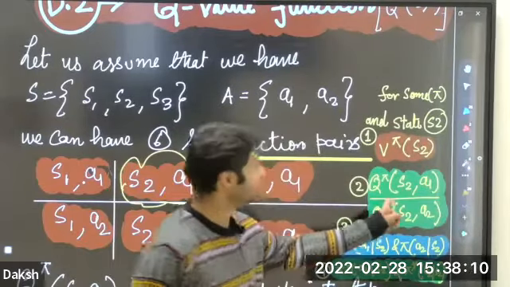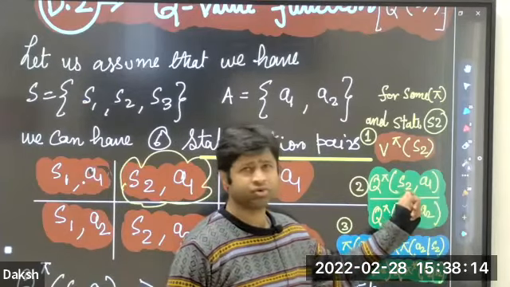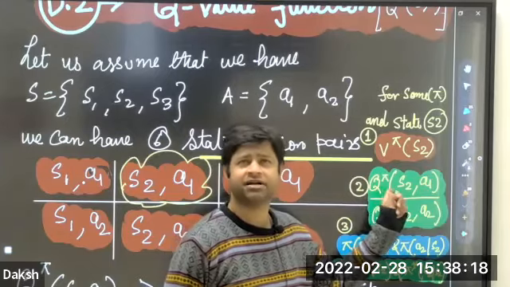So Q value would be that given a specific policy and a state action pair, what is the maximum DCFR that it can give me? What is the maximum DCFR I can achieve if at state S2 I have taken A1 action and after that I started to follow pi?